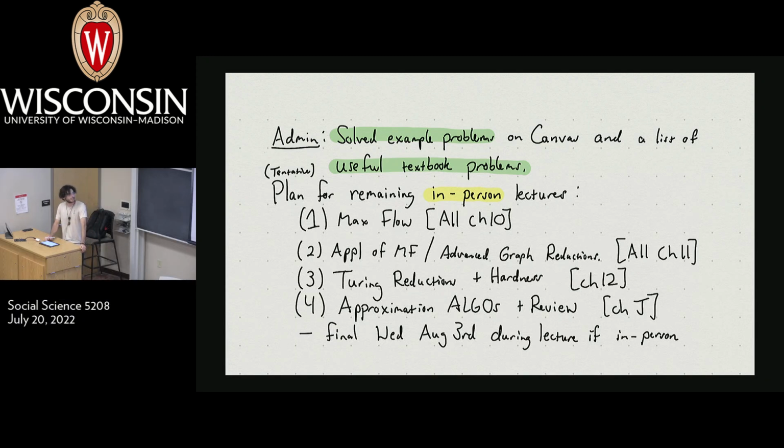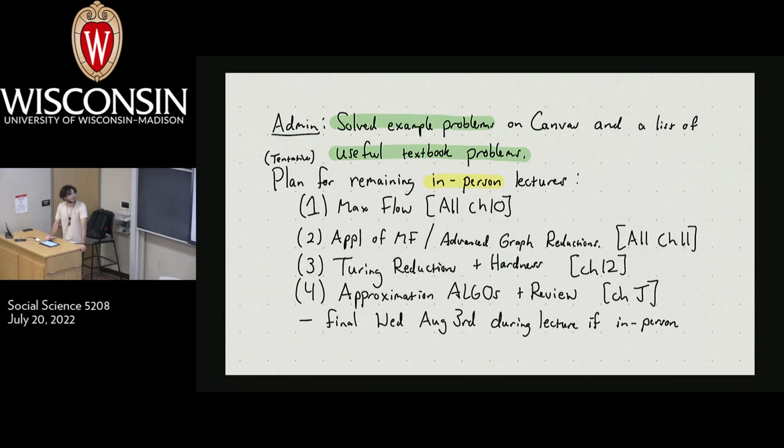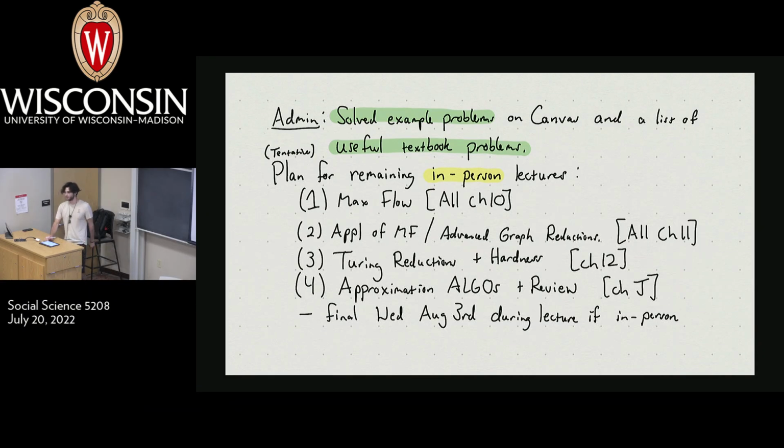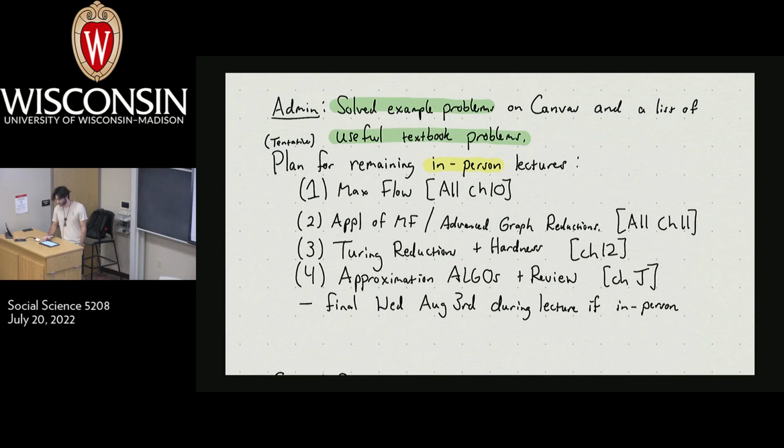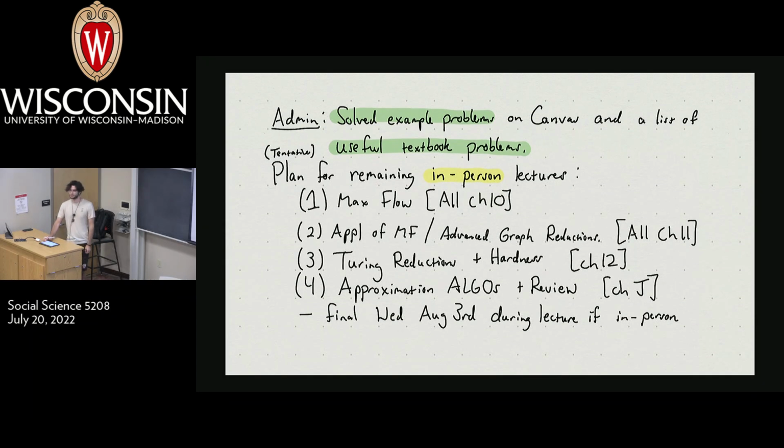Other than that, here are the last 4 lectures. Today we're covering max flow, which is chapter 10 from the book. Then Monday we're doing chapter 11, which is basically advanced graph reductions, which is super important. And then the next Wednesday we'll be doing Turing reductions, which is chapter 12. And then the following Monday we'll be doing approximation and review for the final.